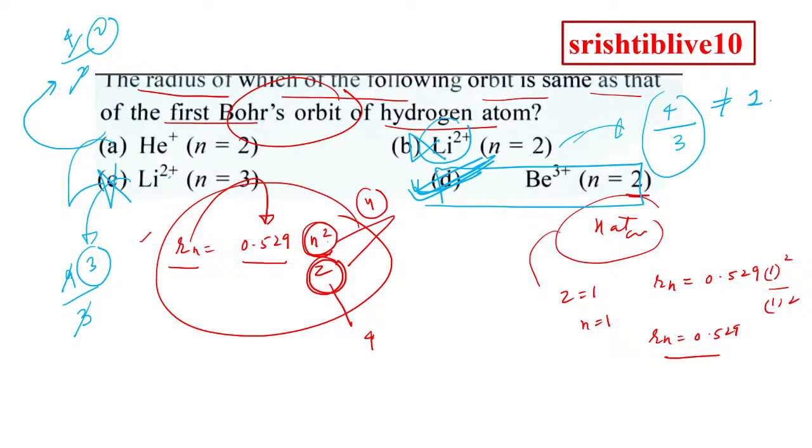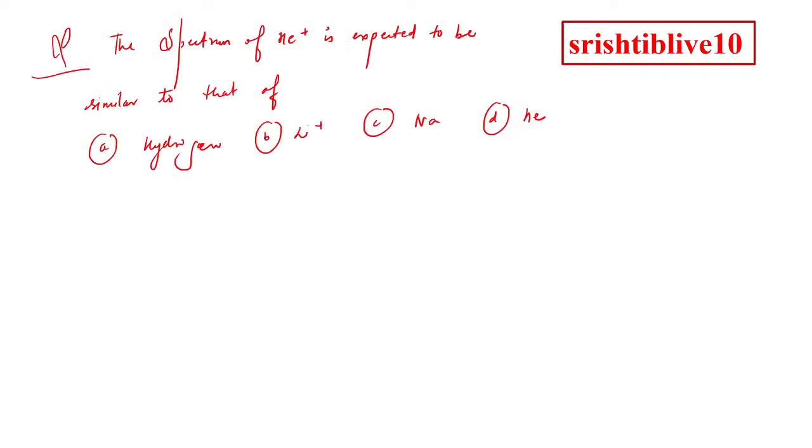Great. Let's go to the next question, everyone. Very simple question. I want the answer in a fraction of seconds. The spectrum of He positive is expected to be similar to that of hydrogen, Li plus, sodium, helium.